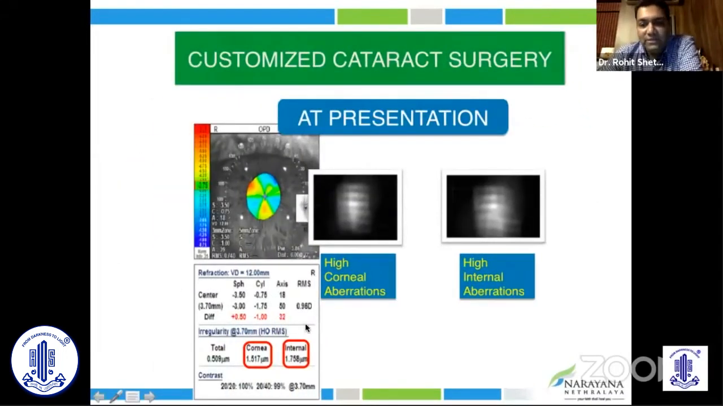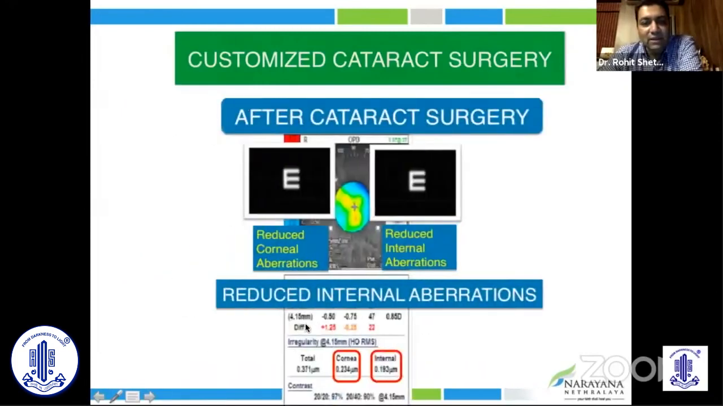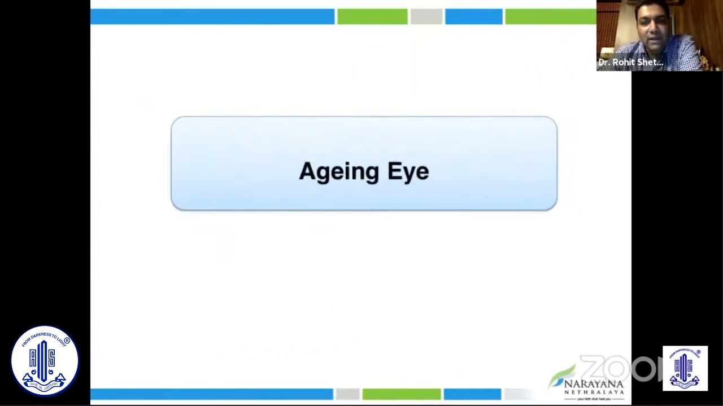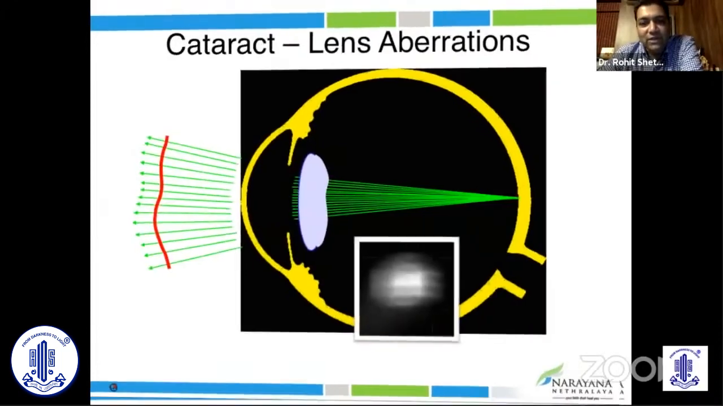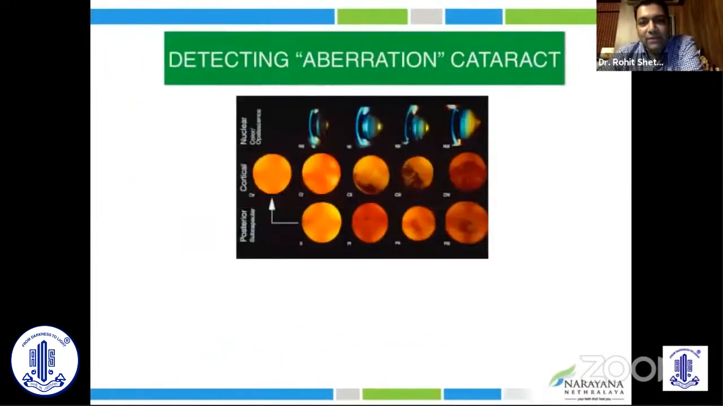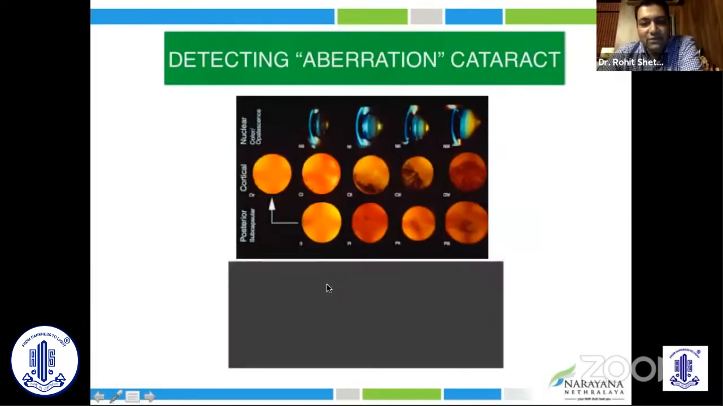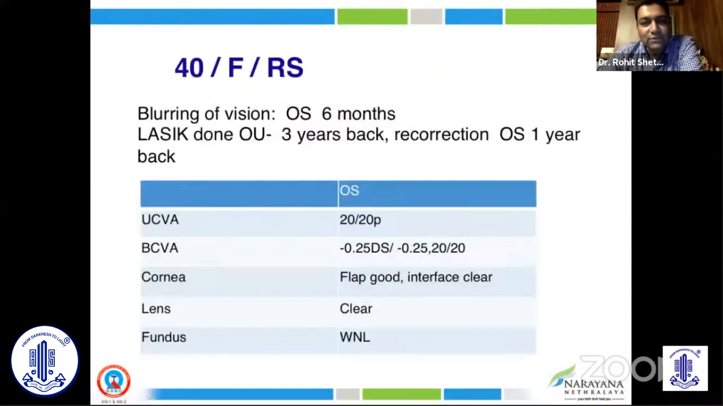So customized cataract surgery, this is just a quick same slide, so I'll just skip this. Aging lenses, this I described 10 years back. That was a time the word dysfunctional lens syndrome was not there. The lens aberration increases over time. And we are all used to this LOCS classification, but things have changed today.